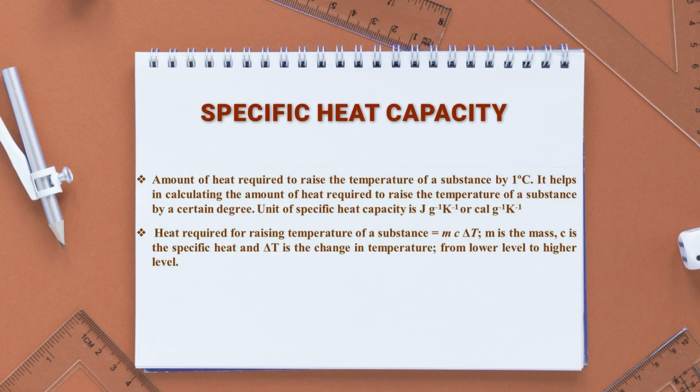So suppose you take water, how much heat is required for raising its temperature by 1 degree? You can calculate the heat required to raise the temperature of a substance by a certain number of degrees. If you know it for 1 degree, then you can know how much it will require for 40 degrees, 50 degrees. The unit for this is joule per kg per Kelvin, or calorie per gram per Kelvin. The heat required is given by the formula: mass of the material, specific heat capacity, and the temperature difference delta T. So Q is equal to M into C into delta T.